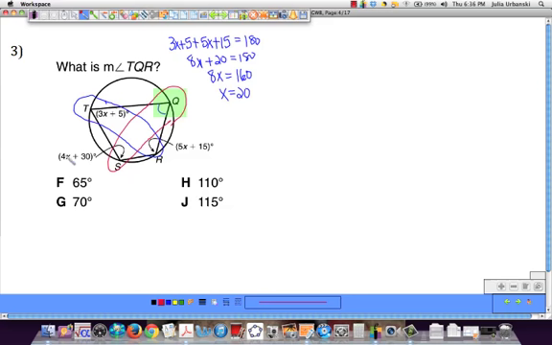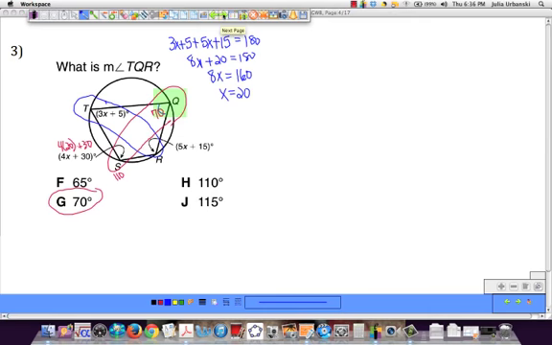4 times 20 is 80. 80 plus 30 is going to be 110. Right here, this is 110. The one across from it is supposed to be supplementary, so 180 minus 110, this one has to be 70, because 70 plus 110 would make 180, and that's the one that they wanted.